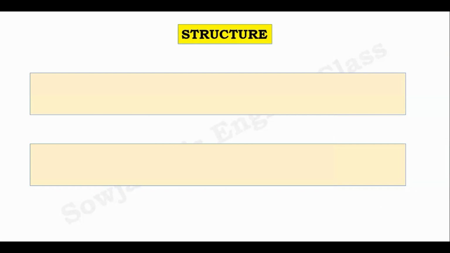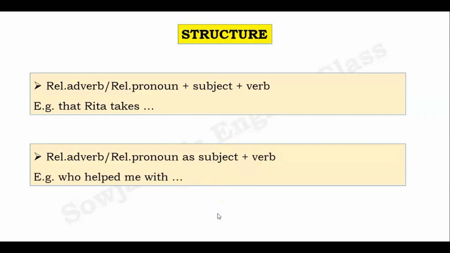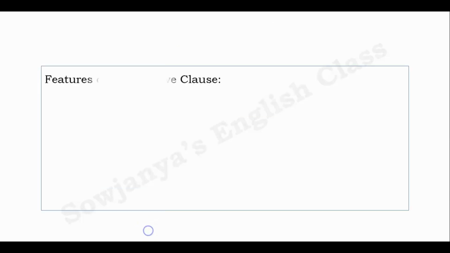And its structure: relative adverb or relative pronoun plus subject plus verb. Look at the example: that Rita takes. That is a relative pronoun, Rita is subject and takes is verb. Or it has another structure as well: relative adverb or relative pronoun itself as the subject plus verb. For example, who helped me with. Here, who is a relative pronoun, helped is verb, okay, followed by other parts of a sentence.